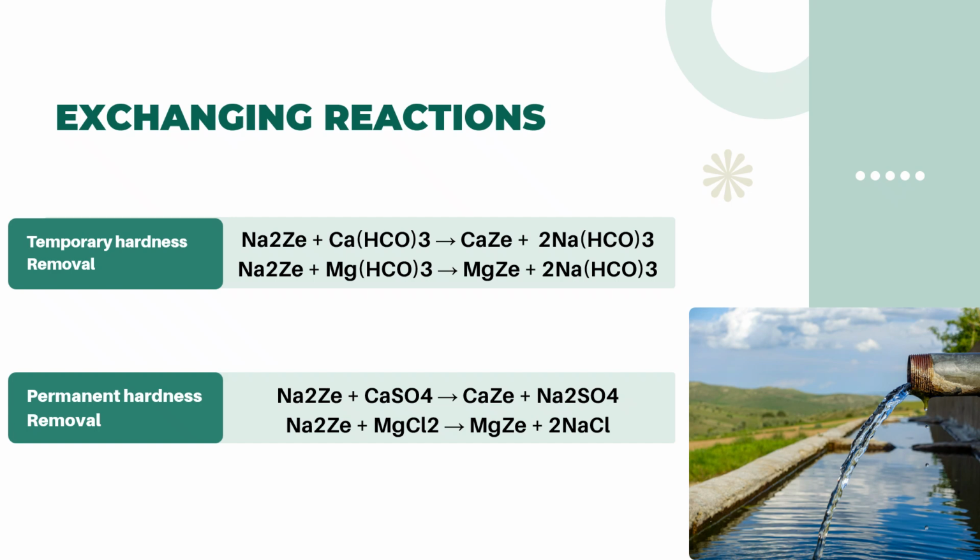The second one is the removal of permanent hardness producing salts. The sodium ion of zeolite is exchanged with calcium of calcium sulfate salt, forming calcium zeolite as product, which is kept in the zeolite bed. Similarly, the magnesium of magnesium chloride is exchanged with sodium of sodium zeolite. So after the treatment, we get treated water, and the zeolite bed has sodium ion and calcium ion.